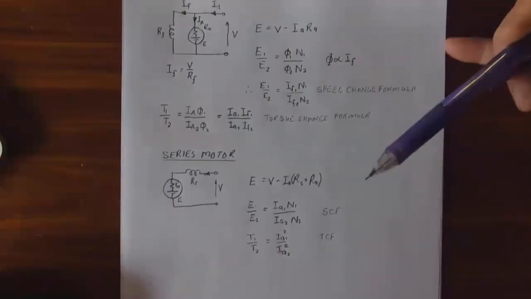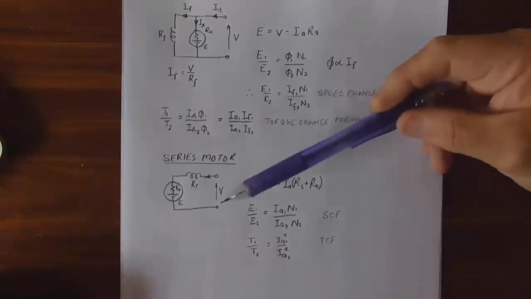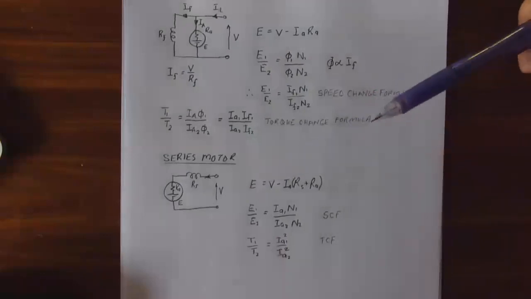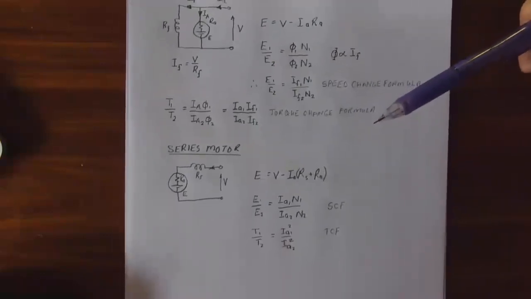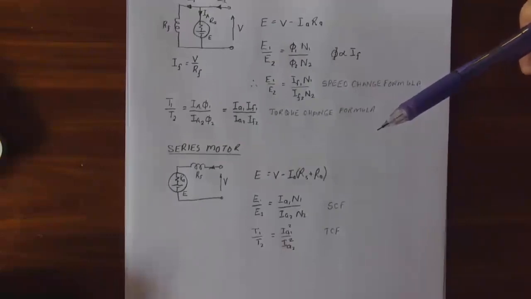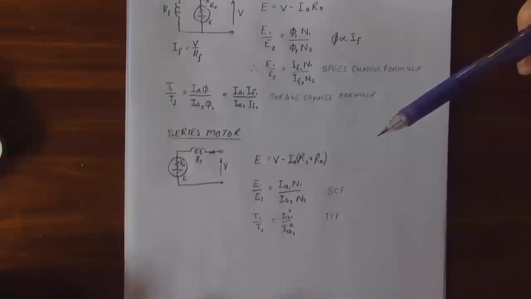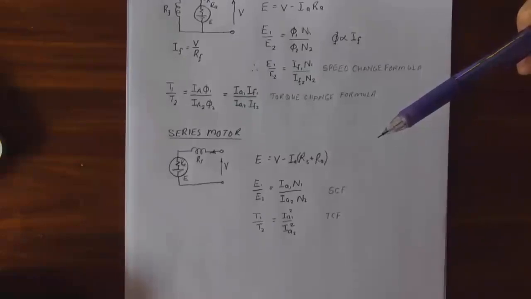Then let's look at the series motor. There's your equivalent circuit, where we have E is equal to V minus IA times the sum of RS and RA. E1 divided by E2 is IA1 N1 over IA2 N2, also the speed change formula. And T1 over T2 is IA1 squared divided by IA2 squared, which is again the torque change formula.